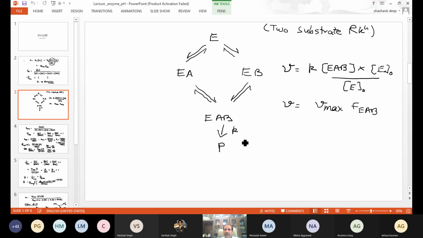Again, how to get the rate of reaction? We know dP/dt is equal to K into EAB. Multiply this by E naught and divide by E naught, and then this is V: K into E naught is Vmax, and EAB by E naught is the fraction of EAB. Now what I just need to do is derive this FEAB in terms of dissociation constants. You can take KEA, KEB, KEAB, and then based on that you have to calculate.